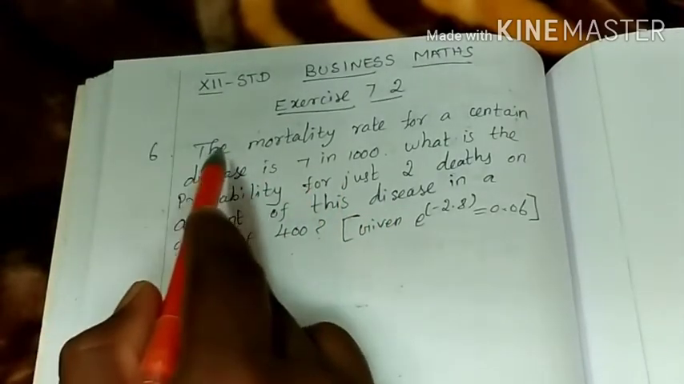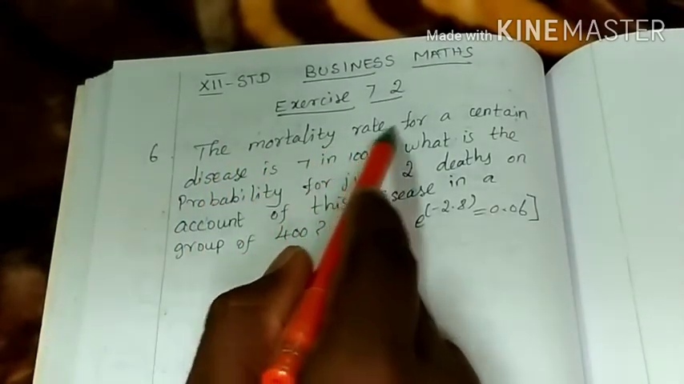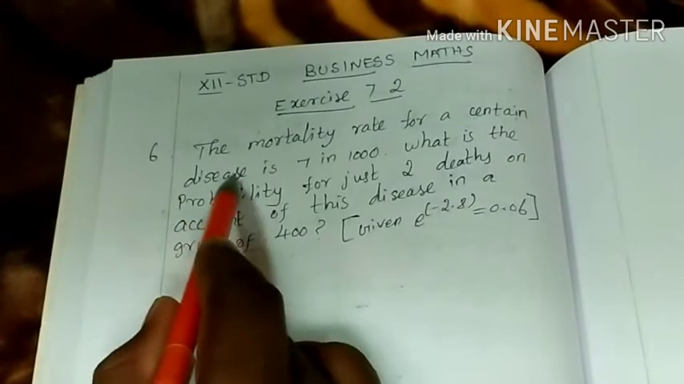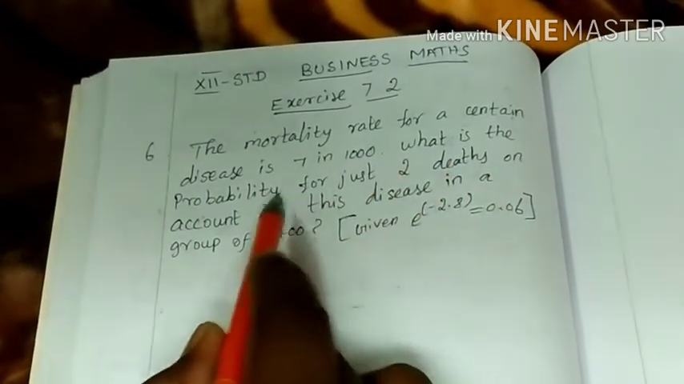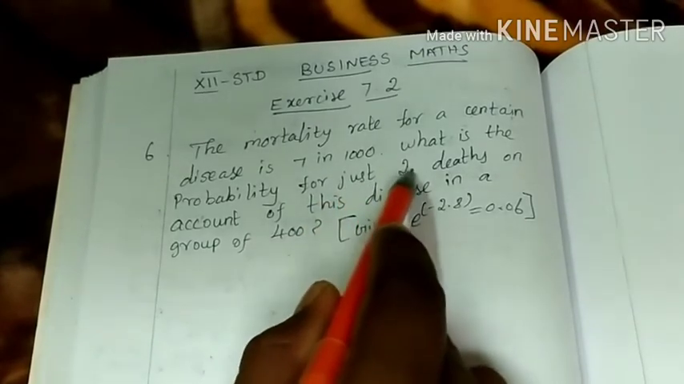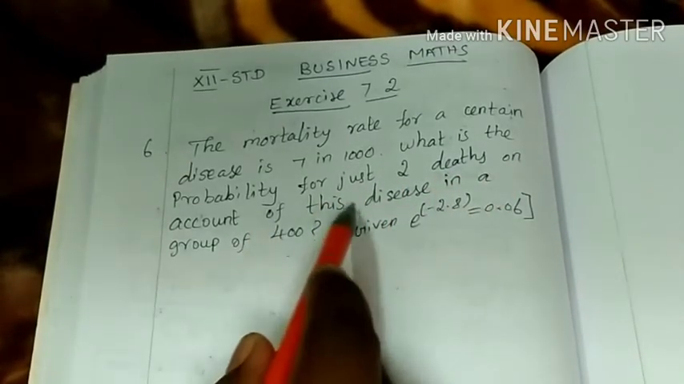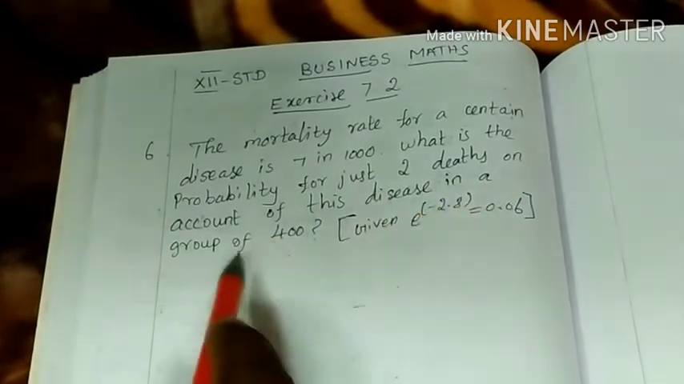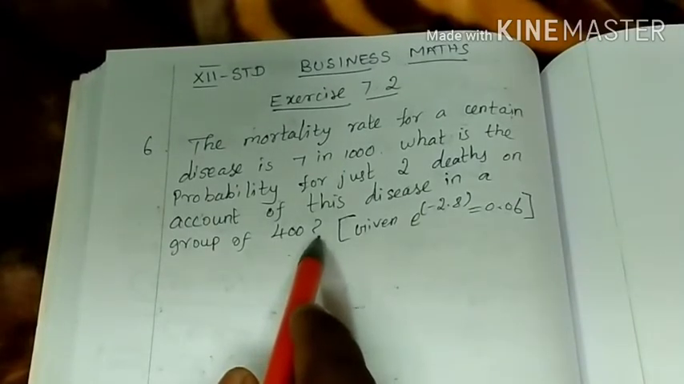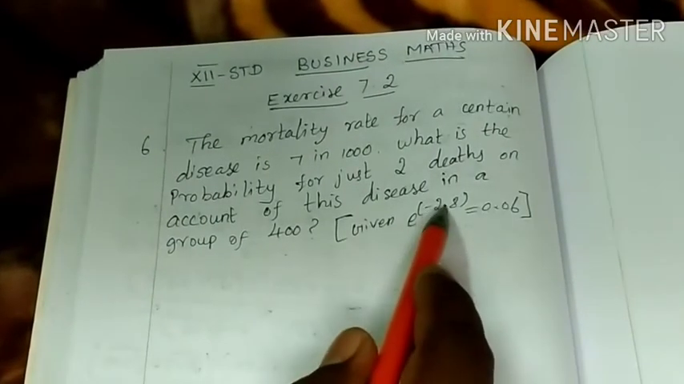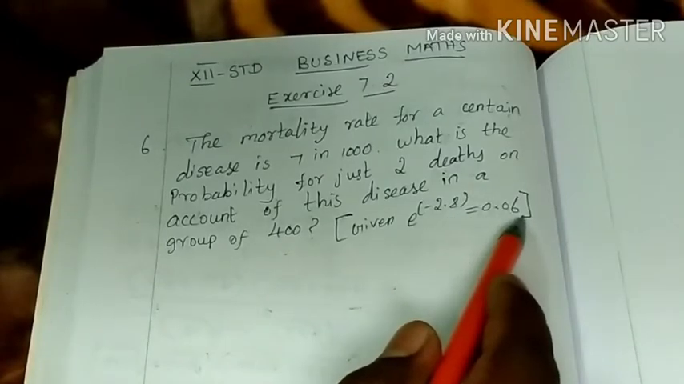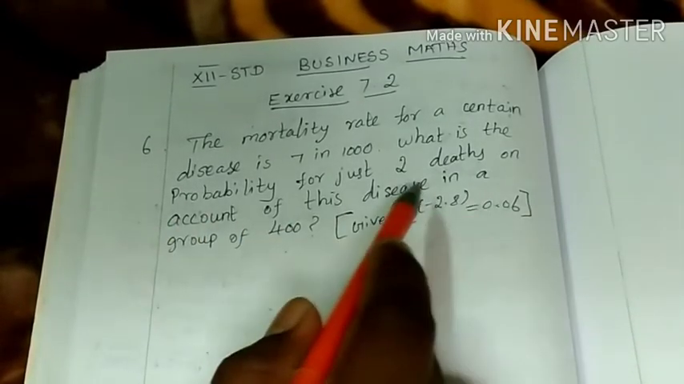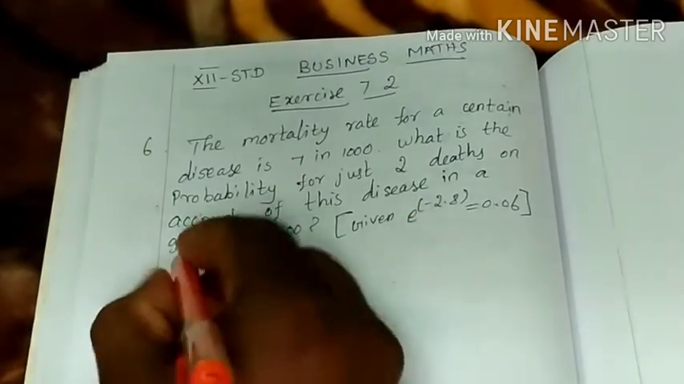The sixth question: the mortality rate for a certain disease is 7 in 1000. What is the probability of just 2 deaths on account of this disease in a group of 400? Given e power minus 2.8, you directly use the value 0.06. Okay, this is your question. The solution.